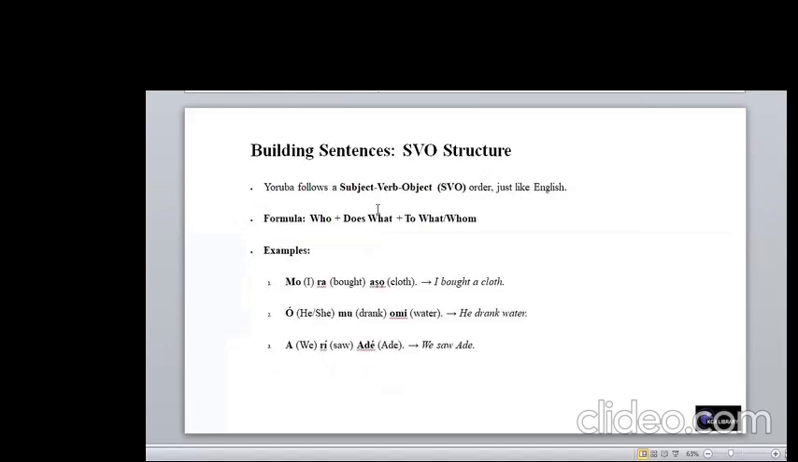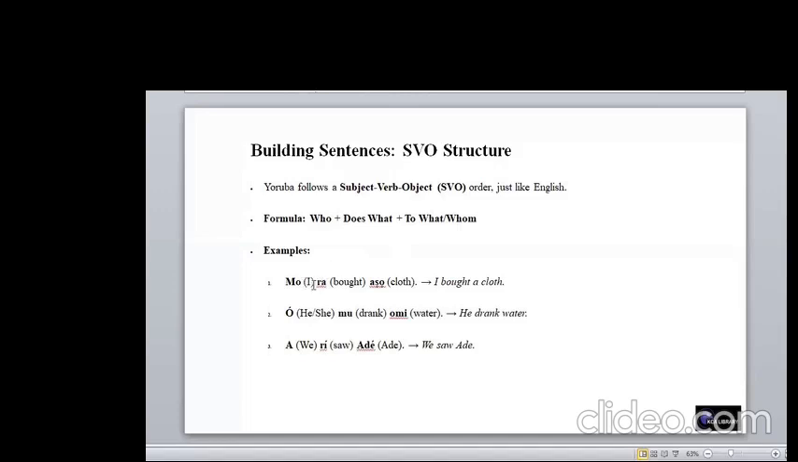Let's consider building sentences, how to build a sentence in Yoruba. Yoruba follows the SVO structure, that is the subject, verb, object structure as it is in English. The formula is, you say who does a thing plus the action, that is what is being done, then the object is to what or to whom it is being done. Let's consider these three examples.